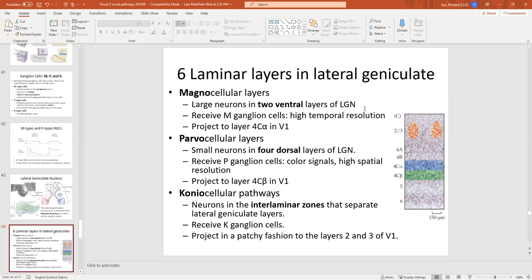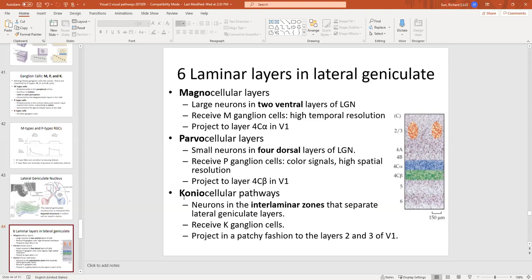layers, located in the two ventral layers of the LGN, receive the M type ganglion cell input, with high temporal resolution, so they are sensitive to motion, and project to 4C alpha right here in V1, in the visual cortex. The parvocellular layer receives signal from the P ganglion cell, sensitive to color, good at spatial resolution, right? Because they are in the center, very good acuity. They project into 4C beta in V1.